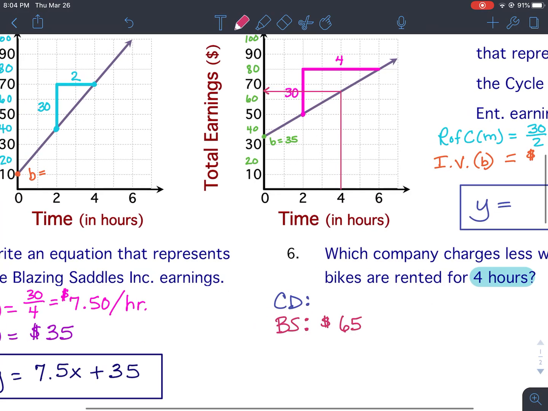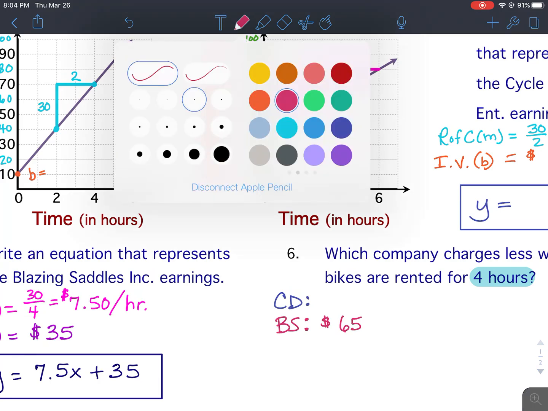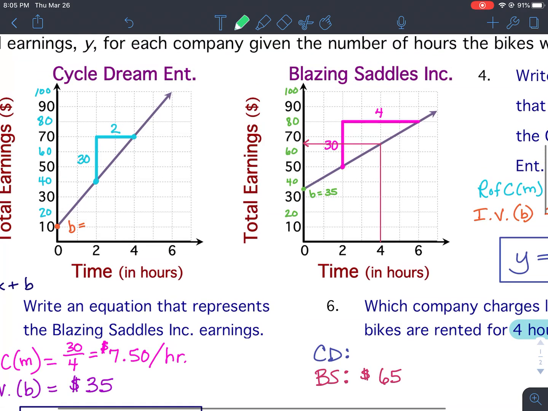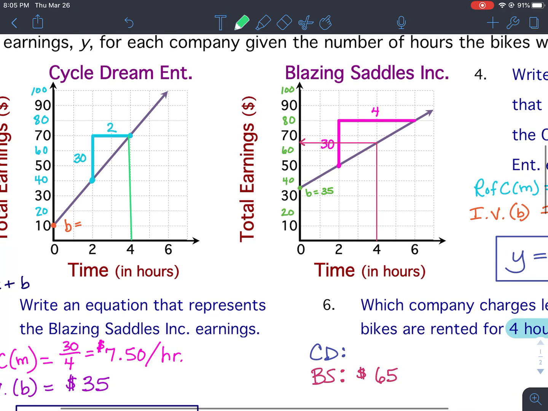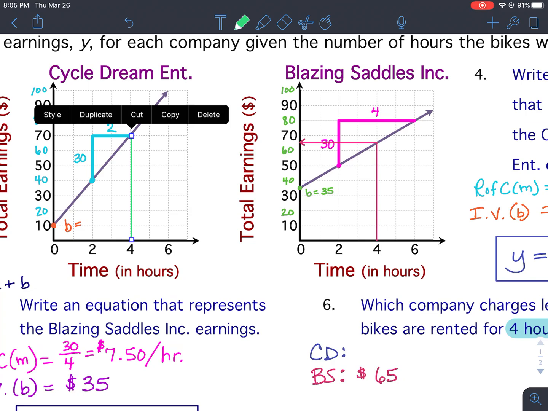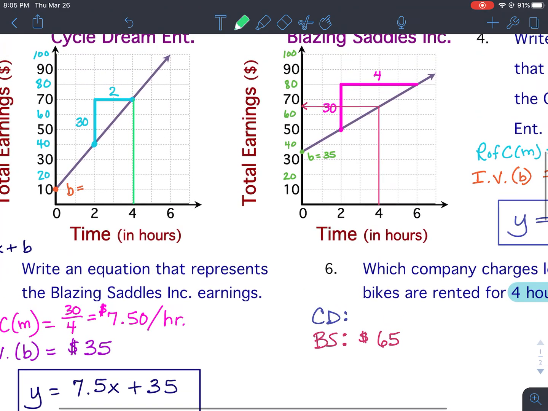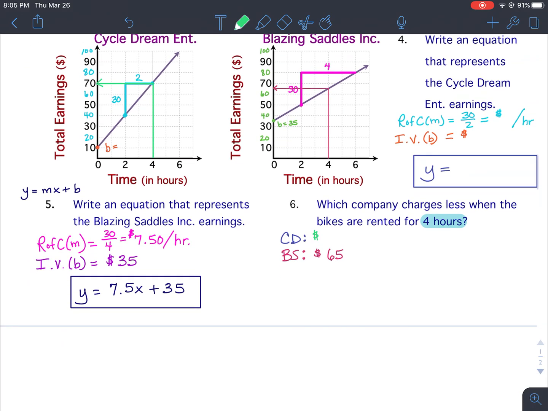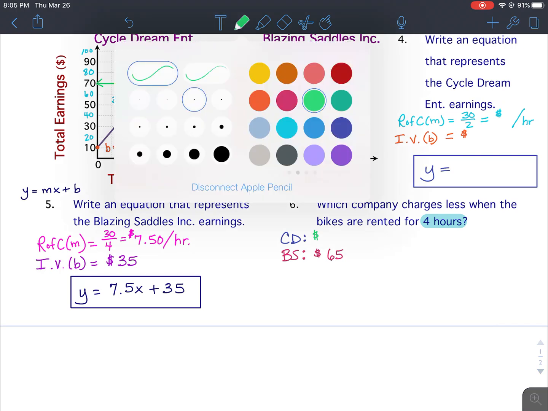Okay, now you're going to want to do the same thing for Cycle Dream. Go from the 4 up to where it touches the graph. And then go straight over. And you can determine how much Cycle Dream charges for 4 hours, and then your final answer.